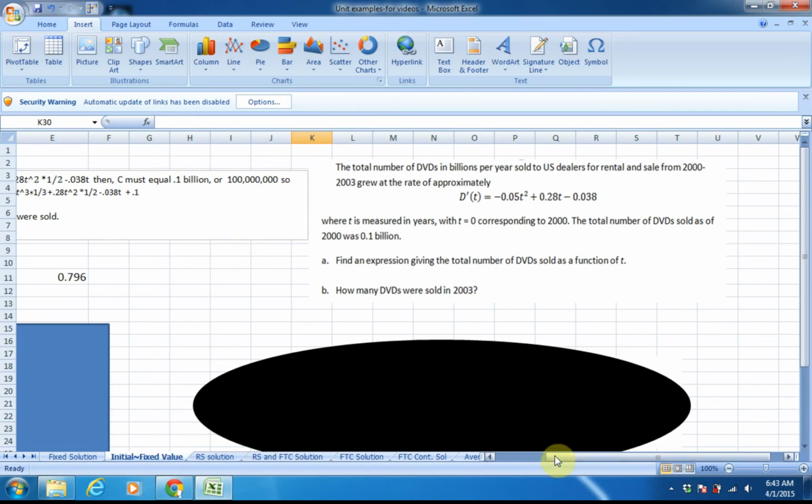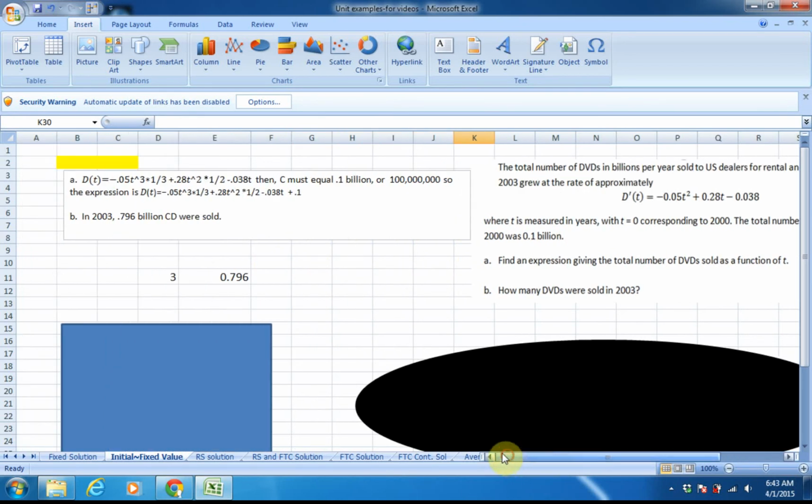So what I'd like to show you is what I've done with this problem. The first thing I did was say the antiderivative of D prime, or D of t, is going to be equal to negative 0.05 t to the third power times 1/3, or you could have divided by 3, plus 0.28 t squared times 1/2, or divided by 2. Really, that does not matter either. And then at the end, we have our 0.038 t.